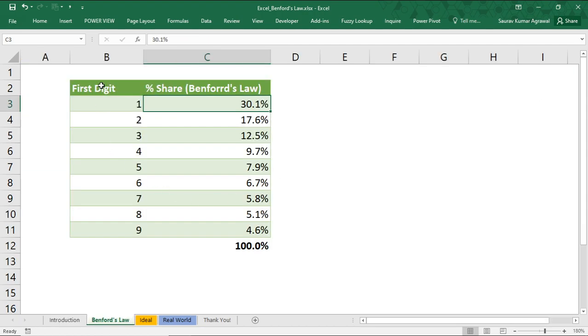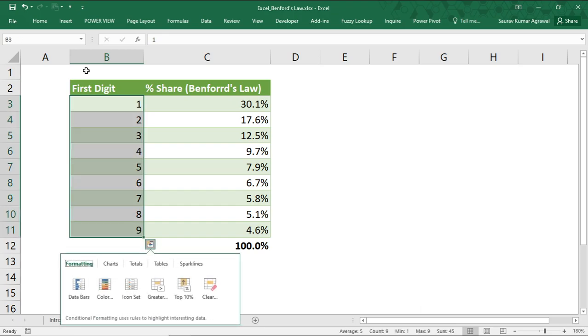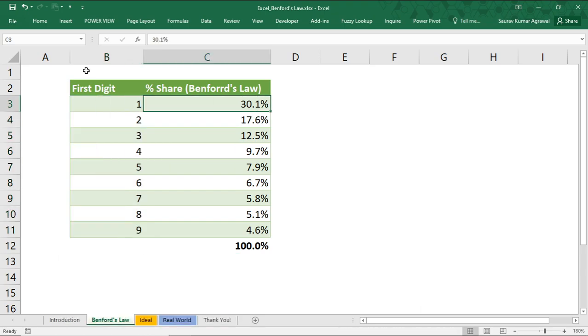So Benford's law is basically this matrix which tells us that if we have a good number of transactions in place, and if we extract the first digit from each of those transactions, the number of transactions having 1 as the leading or the first digit will be 30.1% of the total number of transactions. Similarly, the number of transactions out of the total having 2 as the leading digit will be around 17.6% of the total number of transactions. So on and so forth.